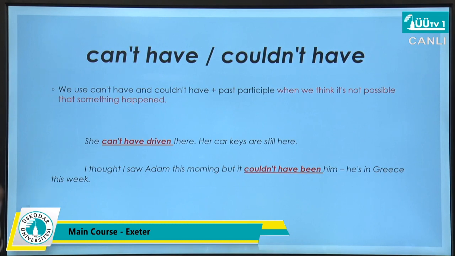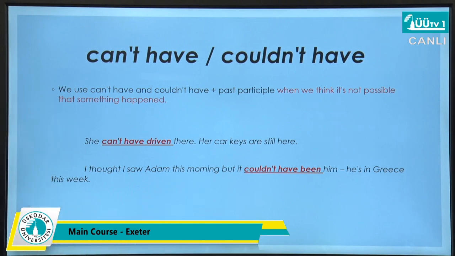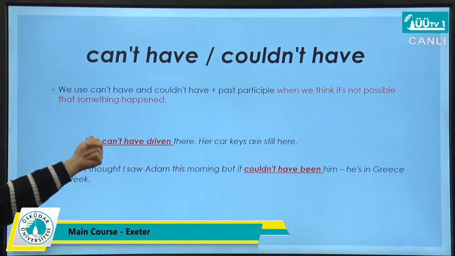So we're talking about an impossible situation. If the car keys are here, how can she open the car? Or, I thought I saw Adam this morning, but it couldn't have been him. He's in Greece now. The person who is in Greece, I can't have seen him. So when we're talking about an impossible situation, it's not possible, then we can use can't have or couldn't have.